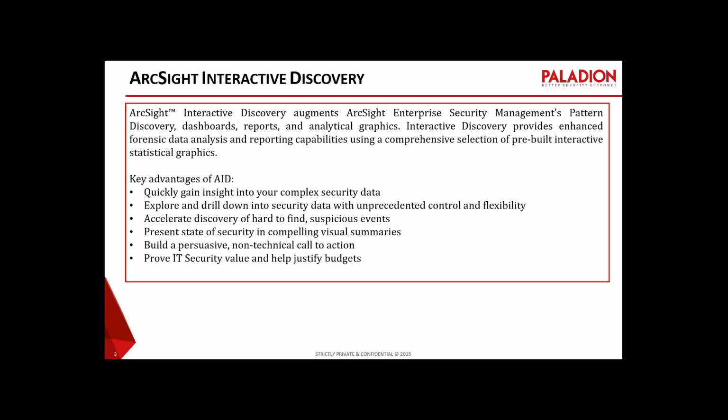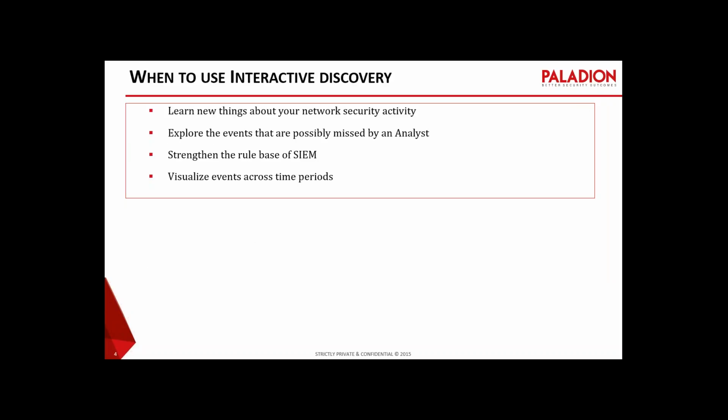Now, you would use ArcSight Interactive Discovery when you want to learn more about your network security. We understand that in your daily operations, the security analysts or operators look into your network details and try to detect anomalies. Is there anything that the analyst has missed? Is there anything within your network that you have not been able to identify? A typical example of this can be a low and slow attack, like APT attacks. These attacks happen over a large period of time, and most times you would not even know that your organization is under attack.